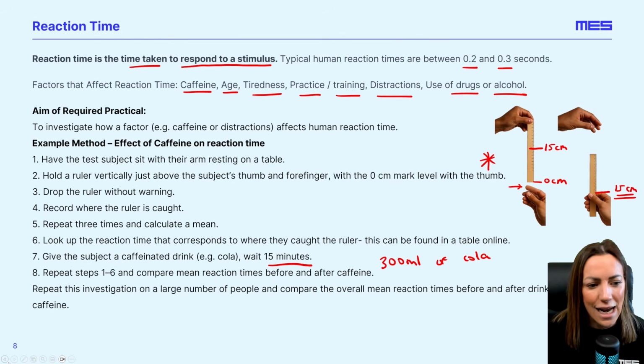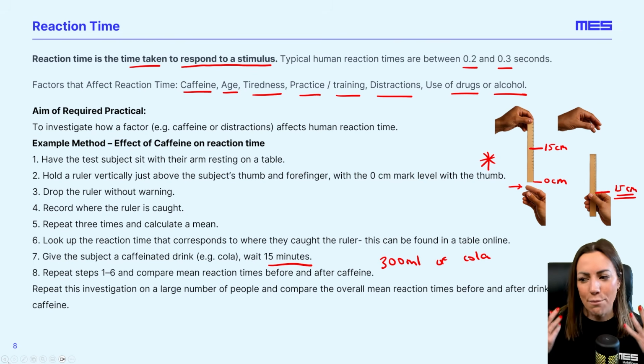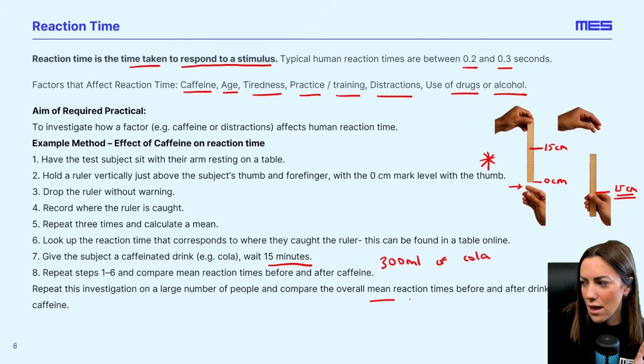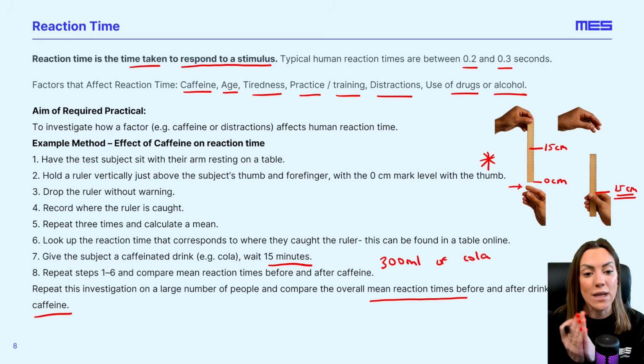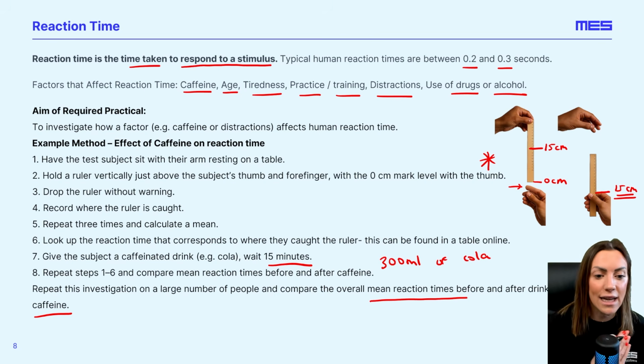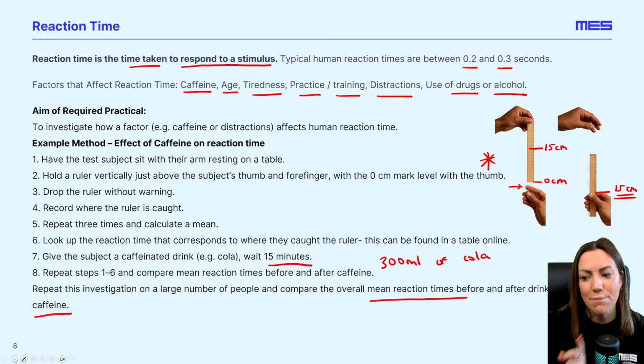I know that would take a long time. But in your exam, you would say, repeat this on a large number of people so you can get the mean reaction time before drinking the caffeine and the mean reaction time after drinking the caffeine, because the more data you have, the more reliable your conclusions are going to be. So you'll be able to make a comparison. Is there a difference between their mean reaction time before drinking the caffeine and their mean reaction time after drinking the caffeine?